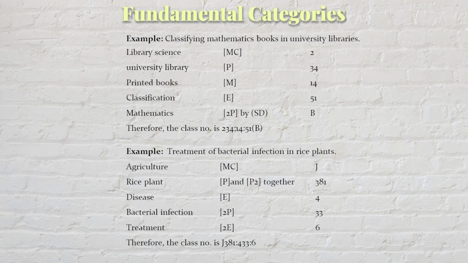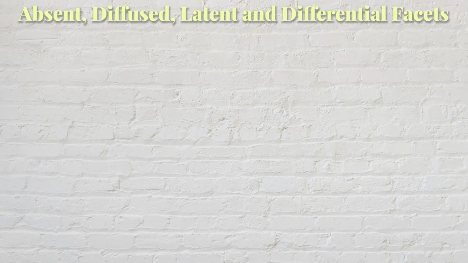So the class number will be J381:433:6 as per the facet formula therein. Now we move on to absent, diffused, latent and differential facets. What are these different types of facets?